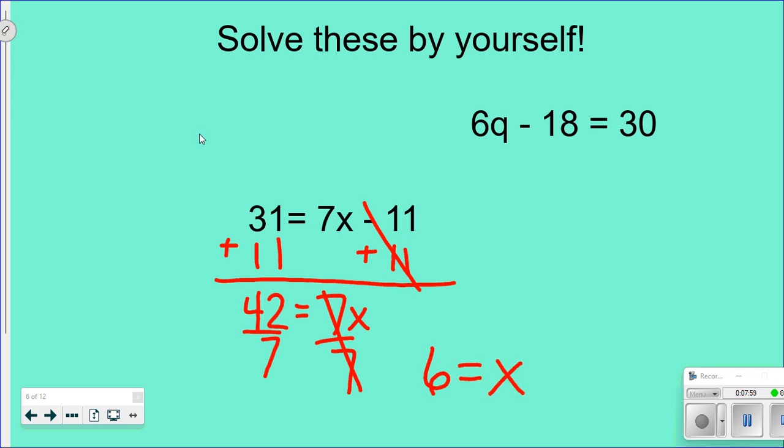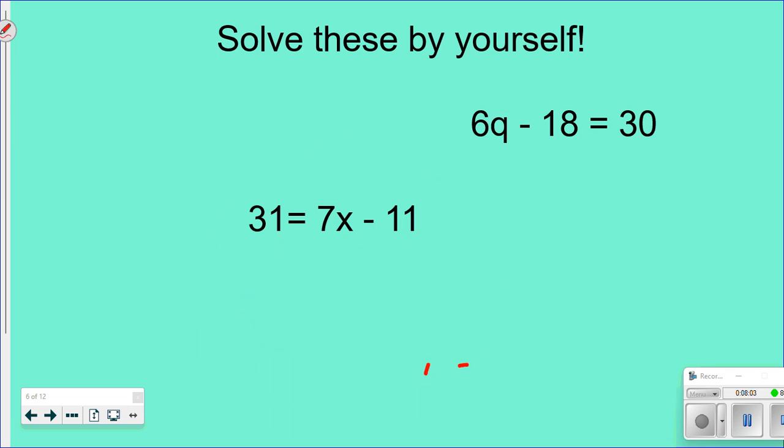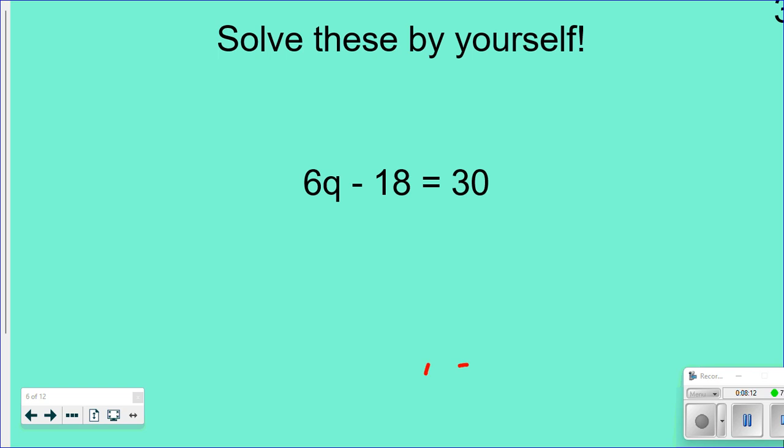Why don't you go ahead and try one by yourself. You can go ahead and try the one up here by yourself. 6q minus 18 equals 30. There you go. Go ahead and try it by yourself. Remember my rules. Remember my steps.